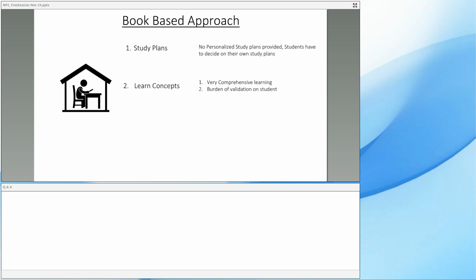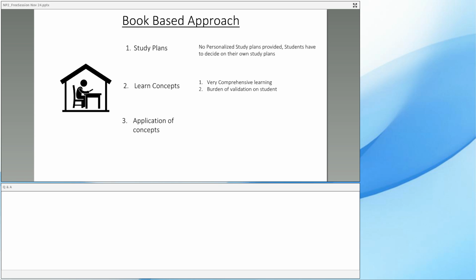Books teach you a ton of concepts, and I think that the books are probably the most comprehensive source of learning that existed 5 years ago. But once you learn those concepts, that burden of validation, whether you've learned that concept enough, is completely on you. You decide when you move forward. You decide whether you go and revise that concept or not.